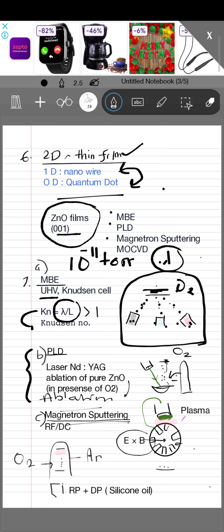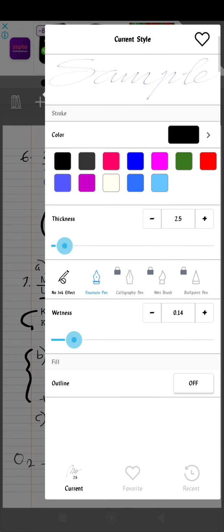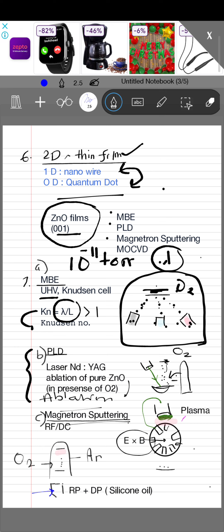Now, for magnetron sputtering, we require high vacuum, not ultra high vacuum. And for getting high vacuum, a rotary pump as well as a diffusion pump containing silicone oil is sufficient. So, this is how the plasma strikes after the argon gas is introduced into the chamber, and based upon the substrate, we can have the deposition.